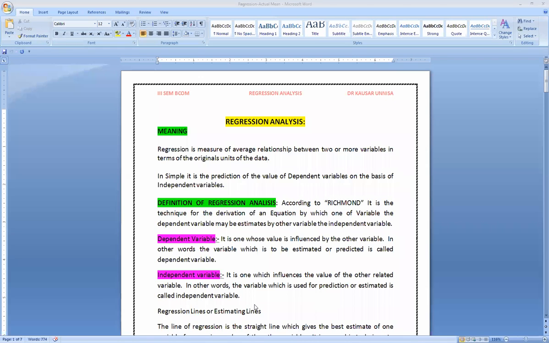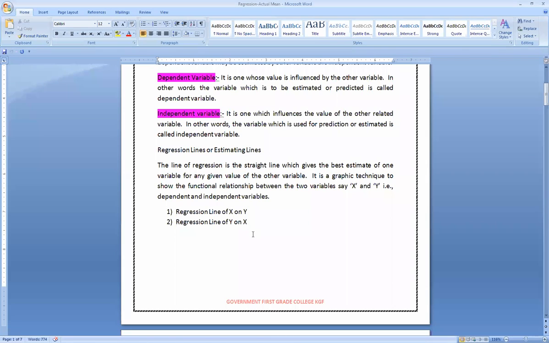So these are the two variables we come across in the case of regression. In regression also, we have to calculate with the help of equations or regression lines. So what equations do we have to follow? The equations we have to frame or form: one is the regression line of x on y, another one is the regression line of y on x.